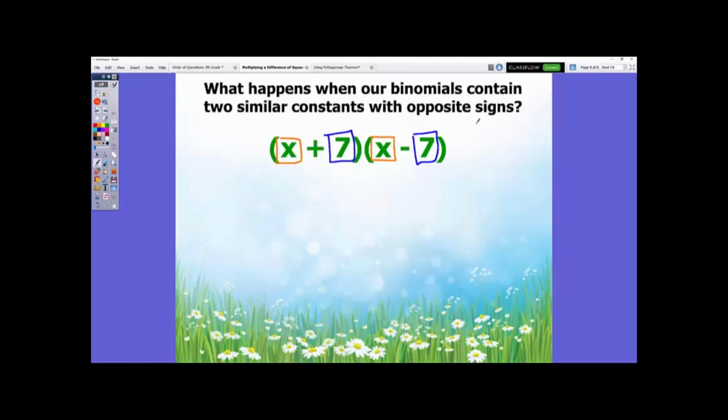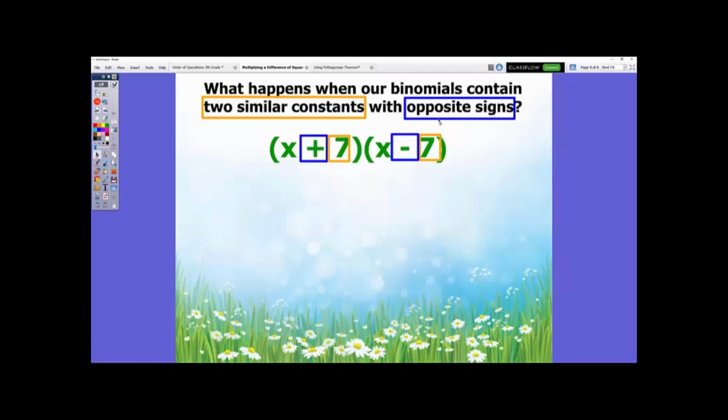Okay, but the main difference is that the signs of our constants are opposite. And that's going to make something unique happen in these problems. So the question we're going to address is, what happens when our binomials contain two similar constants with opposite signs?